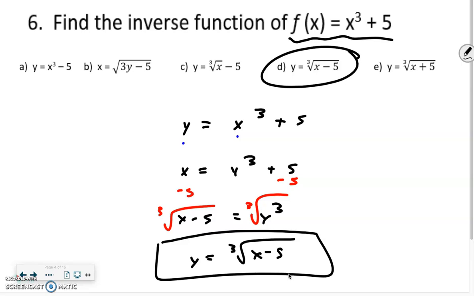All right, guys, remember a problem like that? Hopefully you agree with me when I say it's not super complicated. We just have to remember that that's the way that we do it. We set it up, switch places with the x's and the y's.